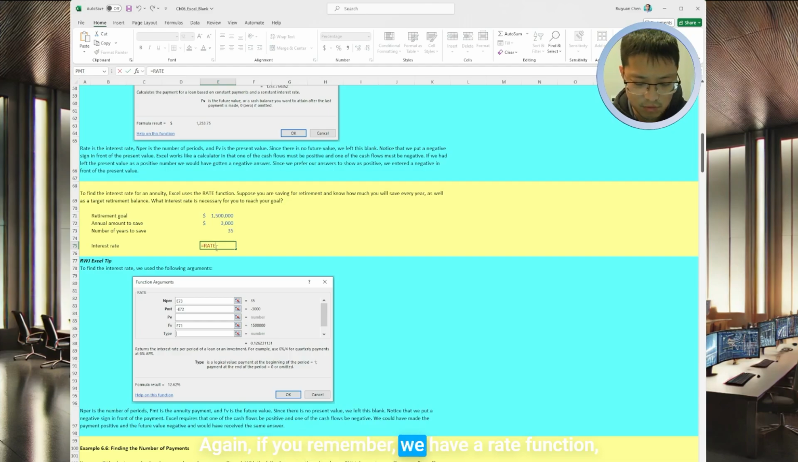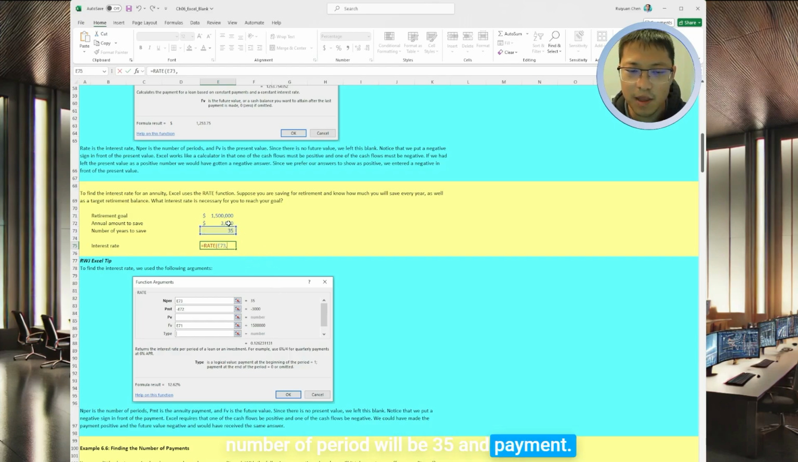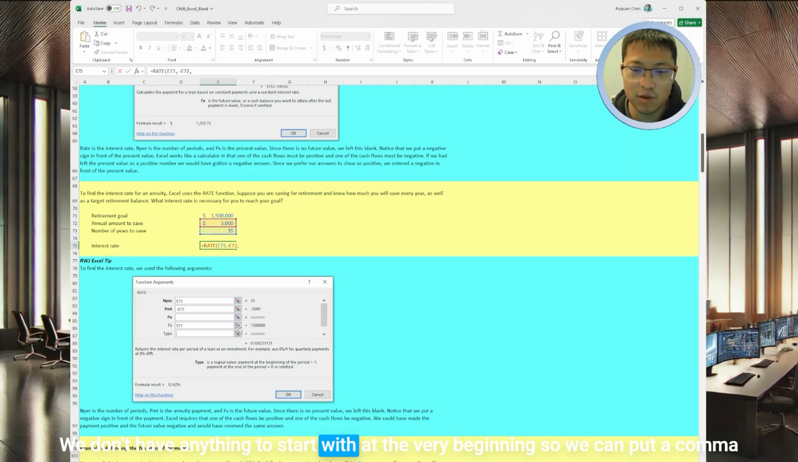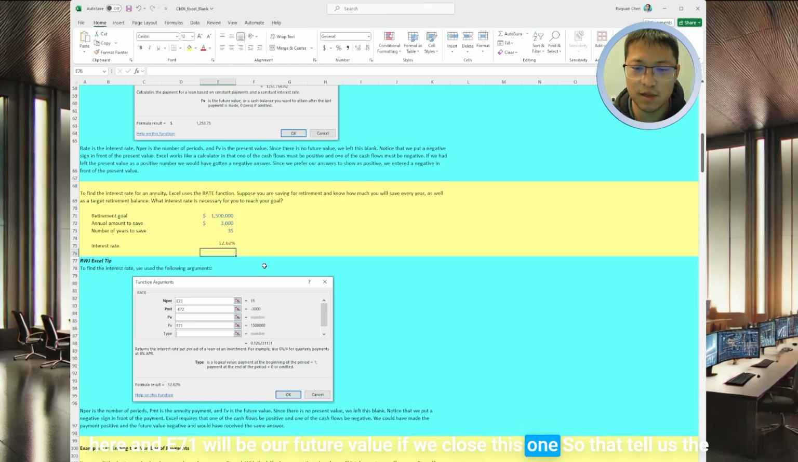Again, if you remember, we have a rate function. Number of period will be 35. And payment, I put a negative sign here, 3,000, comma, present value will be, remember here, the retirement goal is what we want to have in the future. So this is our future value. Present value, we don't have anything to start with at the very beginning. So we can put a comma here, and E71 will be our future value. If we close this one, that tells us the interest rate will be 12.62%.